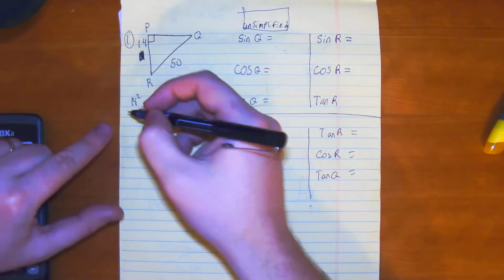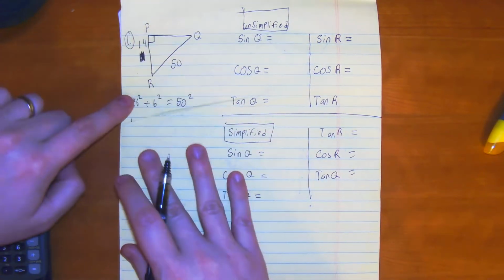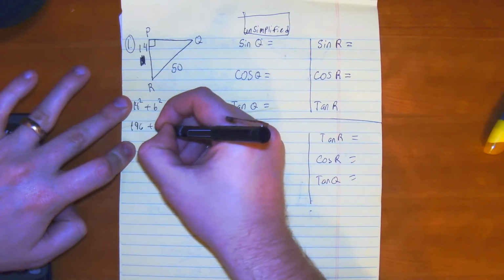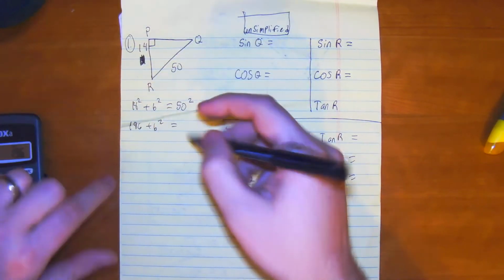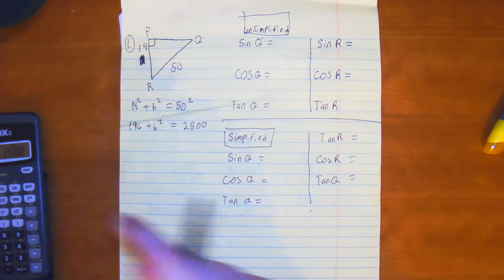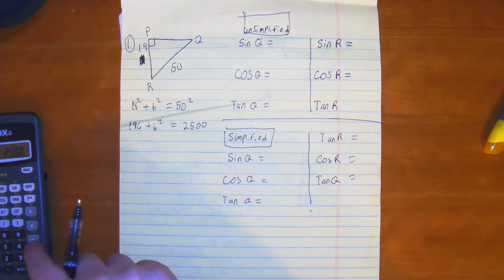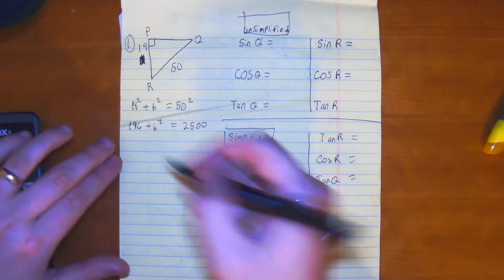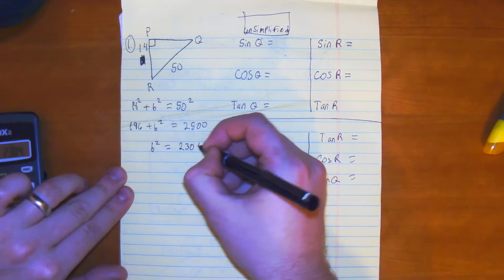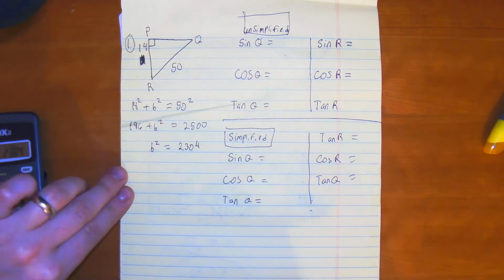14 squared gives you 196. Plus b squared equals 2500, I believe. Let me just check. Yeah, 2500. Then we subtract 196. We get b squared is equal to 2304. Then you square root it.